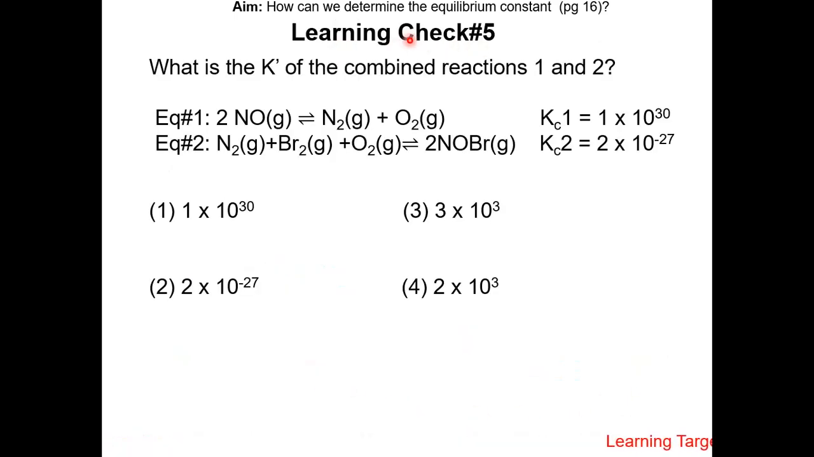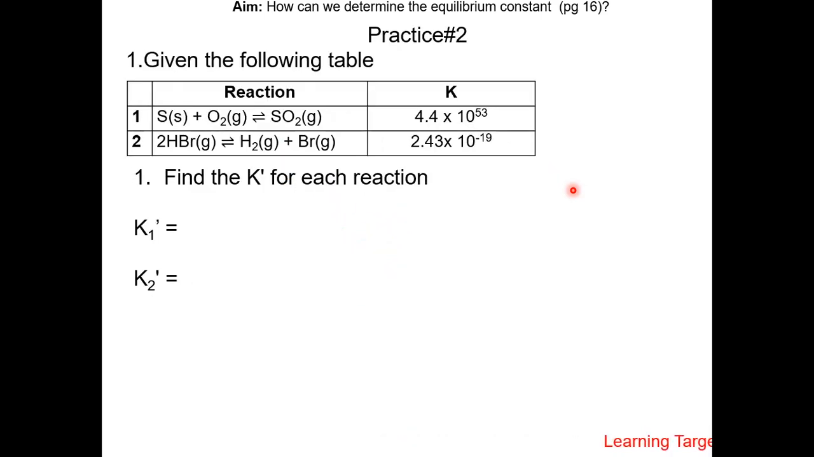Learning check number 5. What is the K prime of the combined reactions 1 and 2? Pause the video, resume completed. If we multiply K1 and K2, we get choice 4, 2 times 10 to the 3rd power. Try to do practice number 2 by yourself. Complete questions 1 to 9. Pause the video, resume completed. Here are the answers.